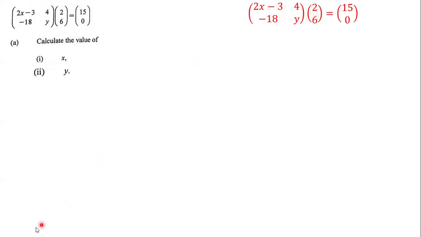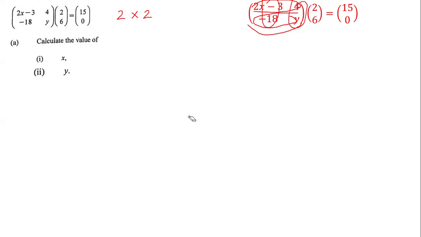Now, what do we know about this matrix? What is the order of that matrix? The order of that matrix is 2 by 2. We know it's a 2 by 2 matrix because it has 2 rows, so we have this row and that row, and 2 columns, 1 column and the next column. So that's a 2 by 2.